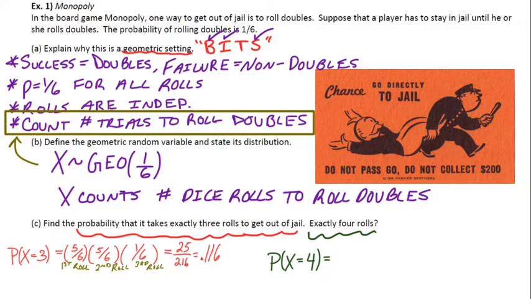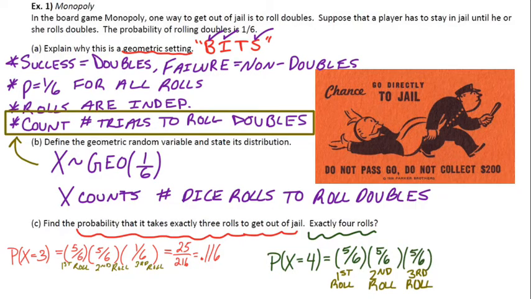Okay, that means on the first roll, it's a failure. So 5 out of 6, it wasn't doubles. The second roll, also a failure, 5 out of 6. The third roll, failure. And then just ensure that in this case, it's the fourth roll that we get out of jail. That's when our success comes in. That's where we have 1 out of 6. We multiply all 4 of those together and we get 0.096 as our decimal answer.